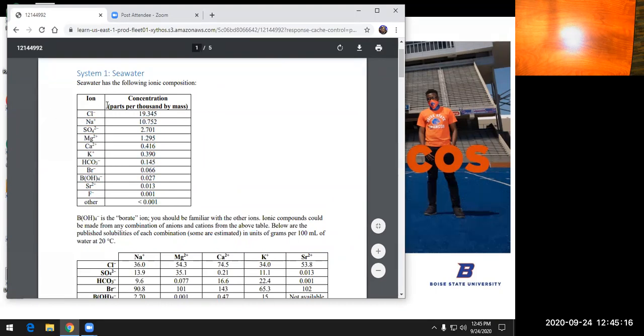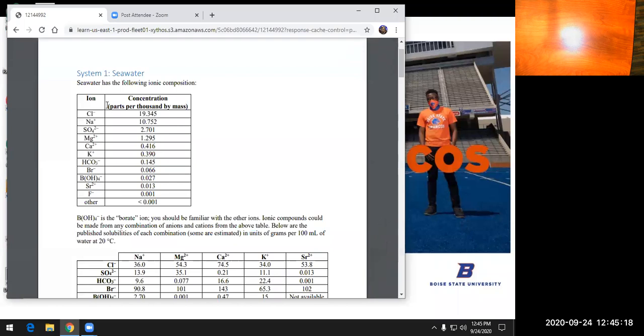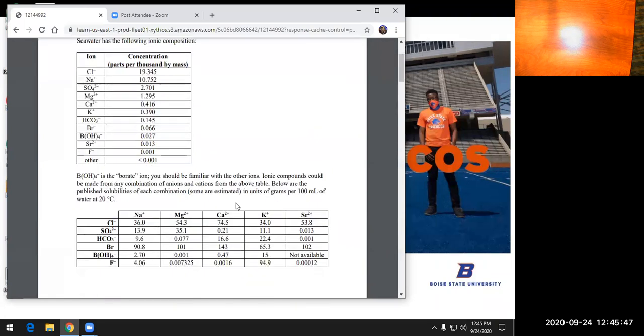Now, the units here are parts per thousand by mass, which is not the typical unit of measurement that chemists tend to use. So being able to convert from parts per thousand by mass to something more chemistry oriented, like molarity or molality, would probably be a good thing to think about. Hopefully you are familiar with what all of these ions are, with the possible exception of borate, so I'm identifying that for you.